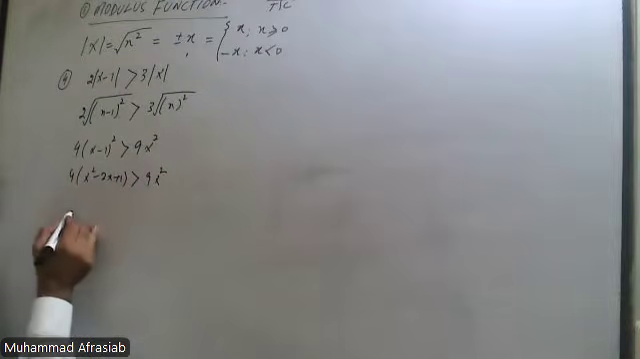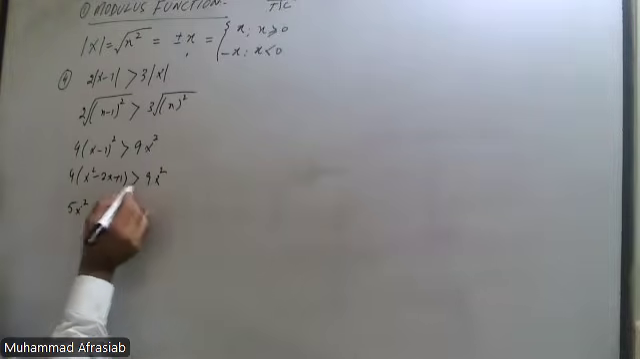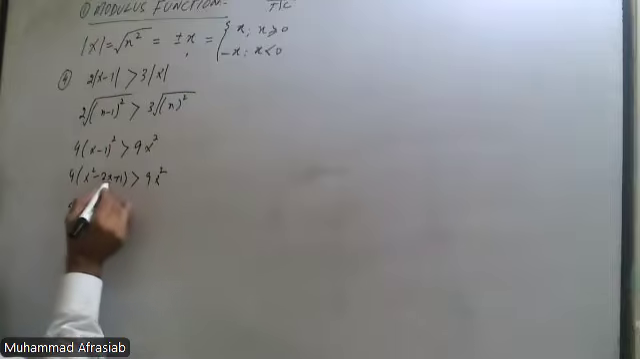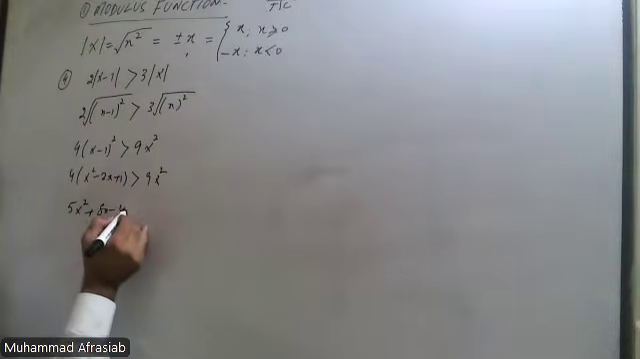Now shifting it to one side, 5x square plus 8x minus 4 is less than 0 there.